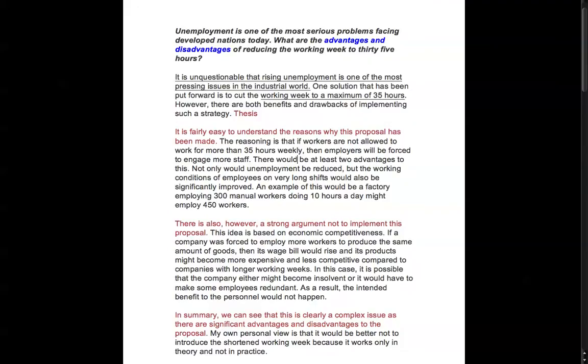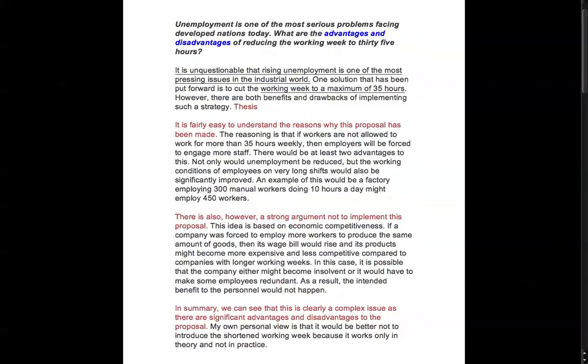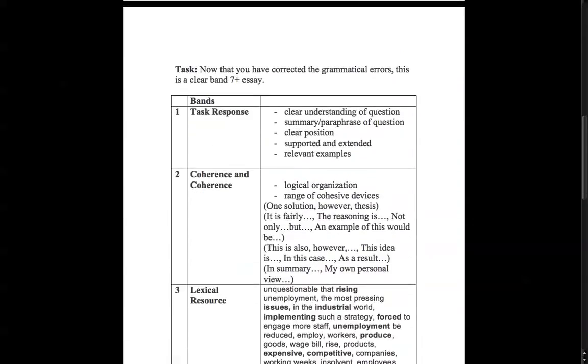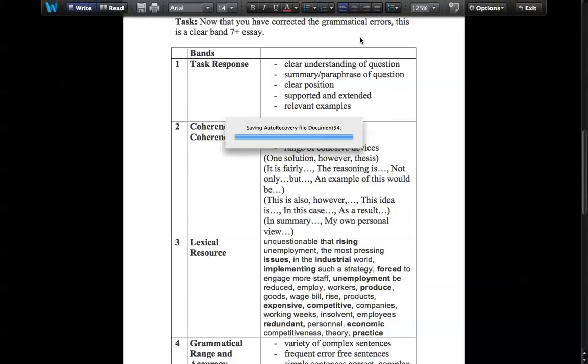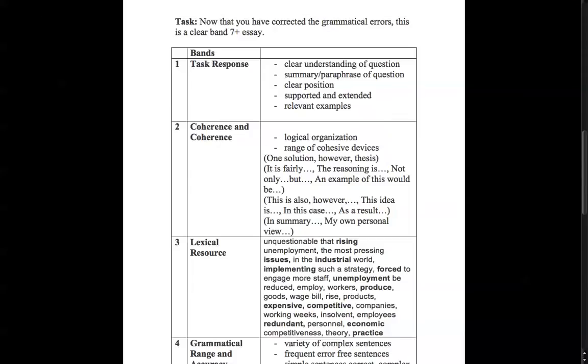Okay, so this essay is a clear band 7, and now we'll analyze it in terms of the band descriptors. So let's have a look. This was a task I gave my students to do. The task was, now that you have corrected the grammatical errors, I filled the essay with grammatical errors, but they've since been fixed. This is a clear band 7 essay.